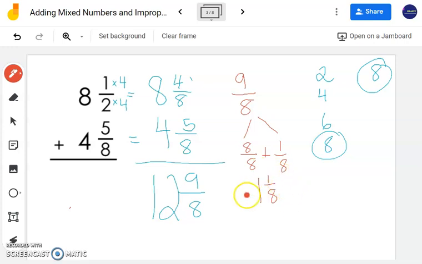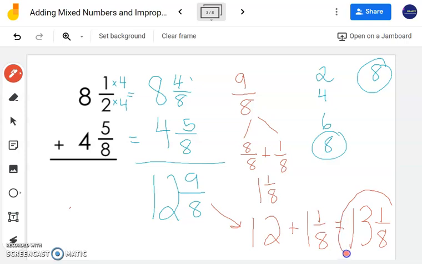Now, this is excellent, and I'm going to use this to help me find my final answer. So now, on the side here, I'm going to take my whole number of 12, and I'm going to add this to 1 and 1/8, which we determined was equivalent to 9/8. Now, my final step here is I'm going to add my whole numbers. 12 plus 1 is 13, and 1/8. Now, 13 and 1/8 is exactly the same or equal or equivalent to 12 and 9/8.